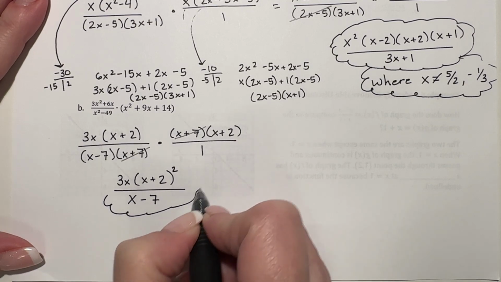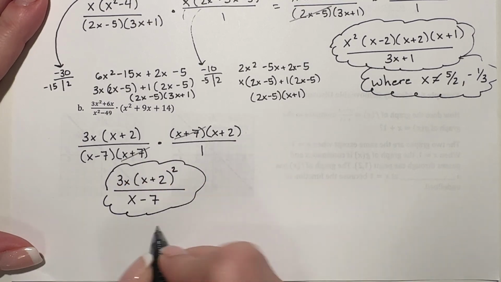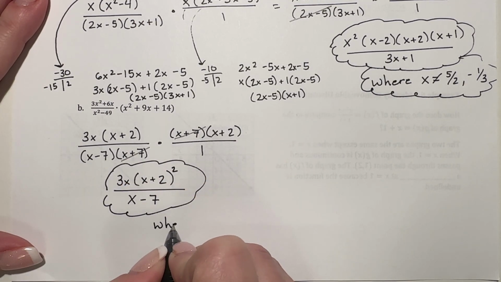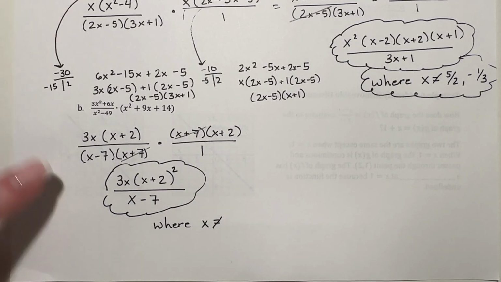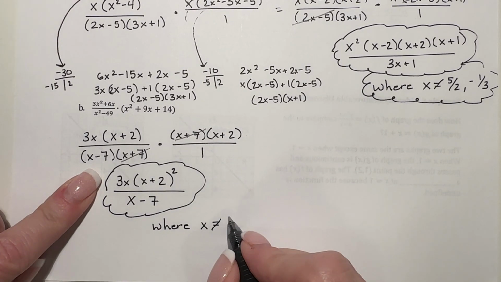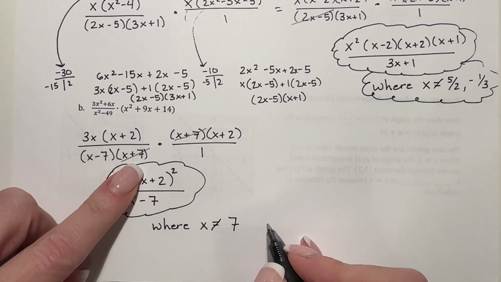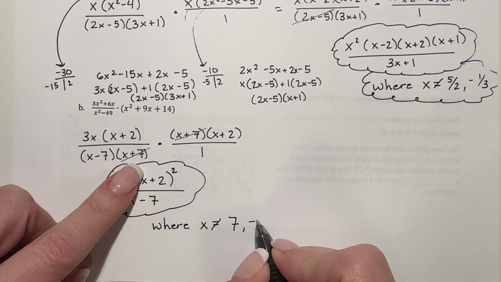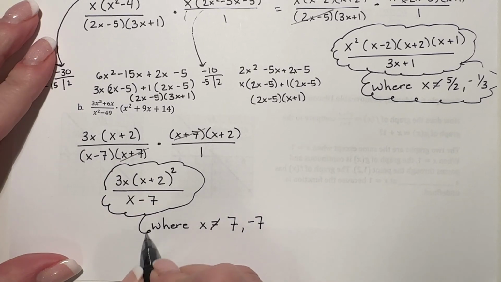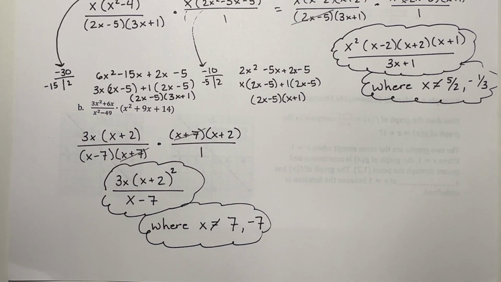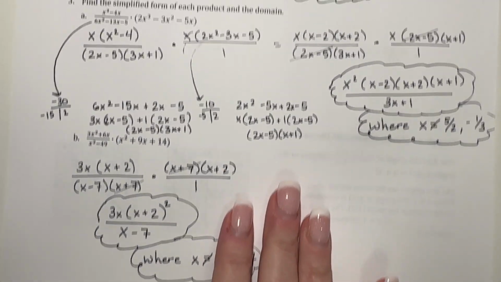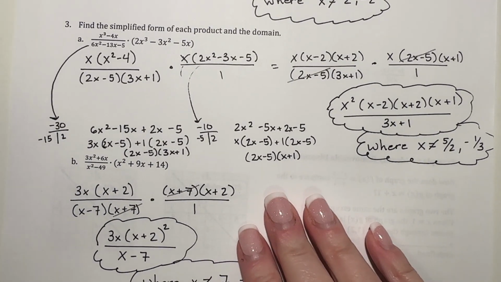Okay, so there's the result of my multiplication, but don't forget your where. So where x cannot be equal to, set this equal to 0, and you get 7. Set the term you crossed out equal, and you get -7. So technically, that's the second part of your answer. So we've now finished all the multiplication, okay? So that is all finished.